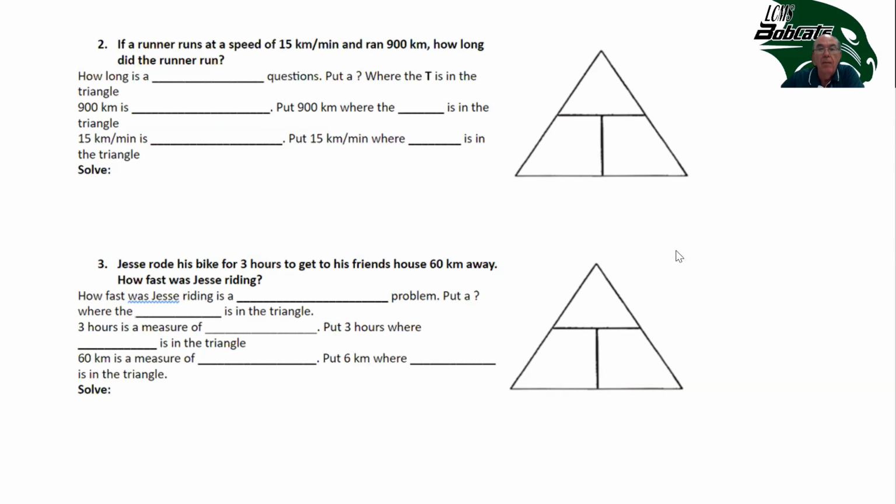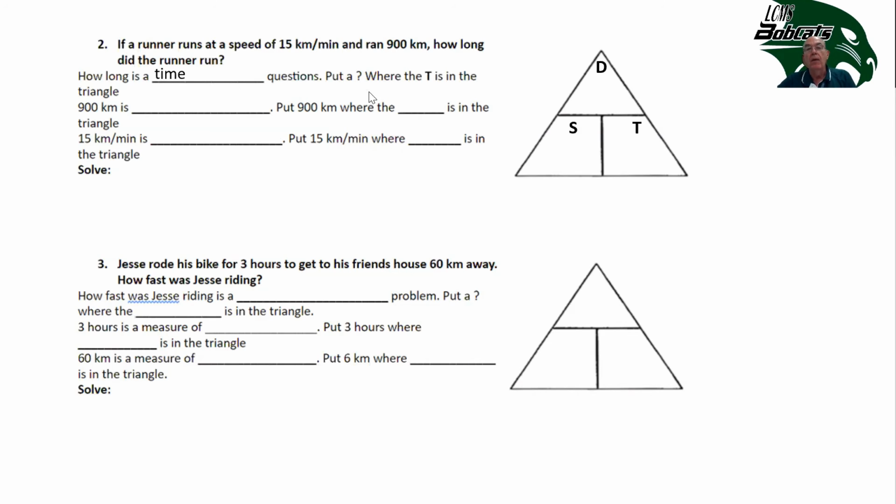Okay, on this next set of problems, the first thing we want to do is fill out a triangle. So we're going to put distance divided by time and speed in the other box. So we have the STD triangle filled out. And we read the problem: if a runner runs at a speed of 15 kilometers per minute and ran 900 kilometers, how long did the runner run? Well, they're asking us how long did it take. So they're asking us to find the time.